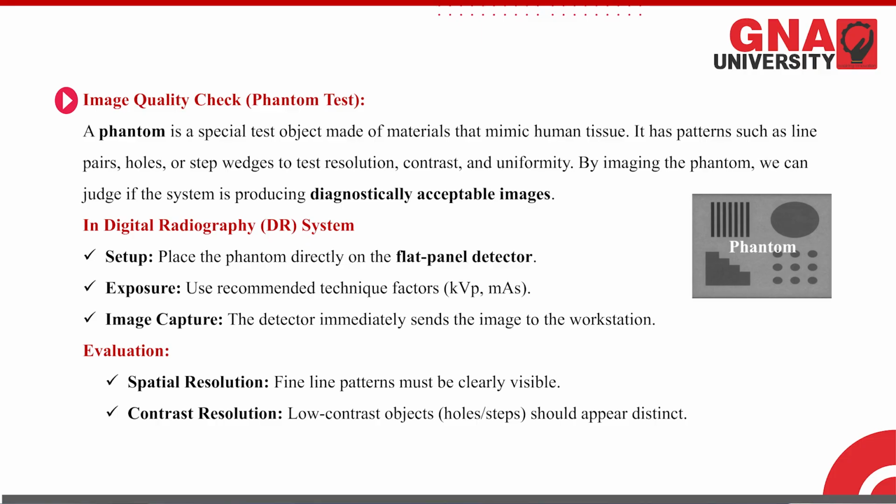In digital radiography systems, first is the setup: place the phantom. That means we have to place the phantom on the flat panel detector. This is the sensor system of the DR system. We place it upon the sensor, and the next step is to expose. To expose, use the recommended factors, that is kVp and mAs. The kVp should be 60 to 70, and the mAs should be 10 to 15. After that, we expose the phantom.